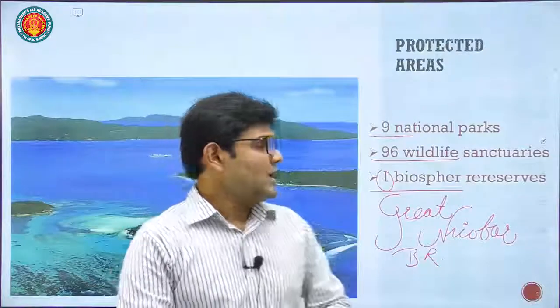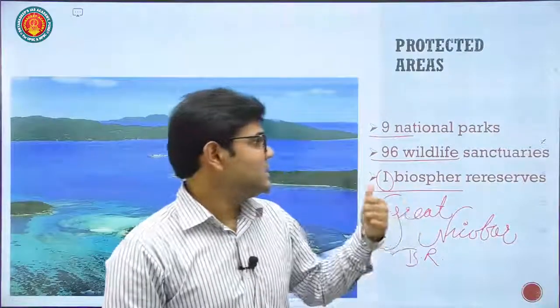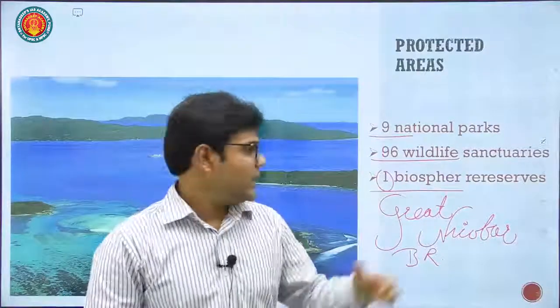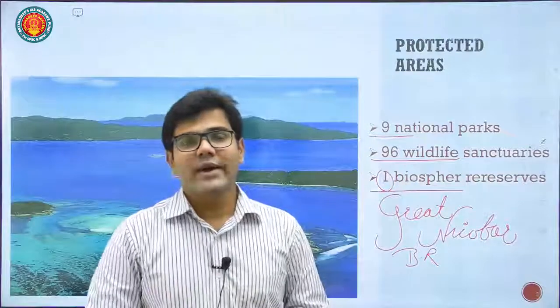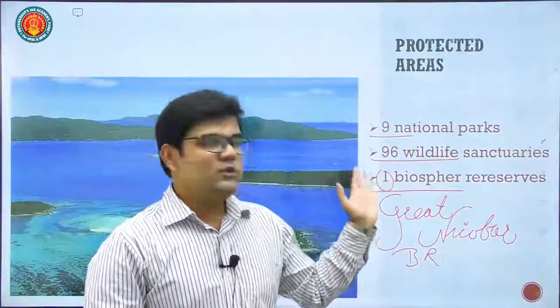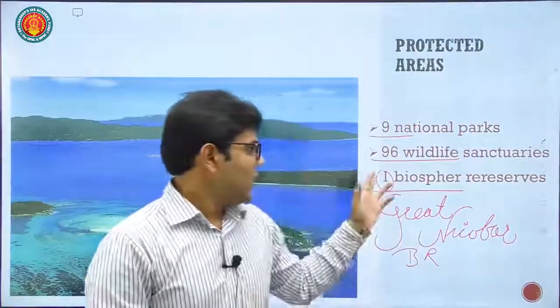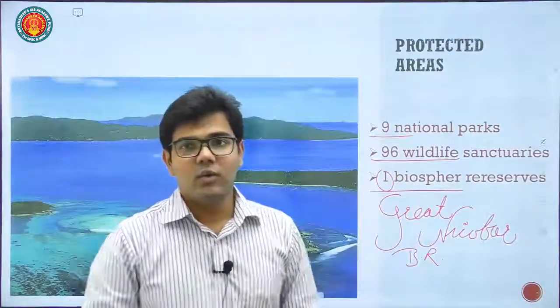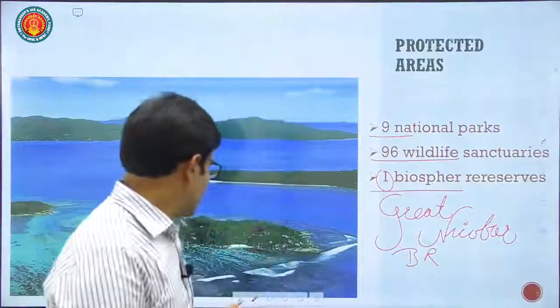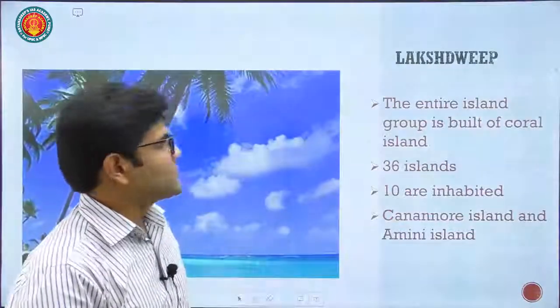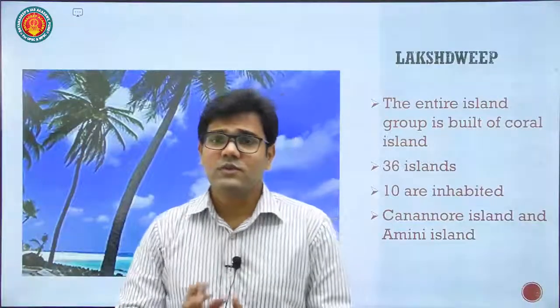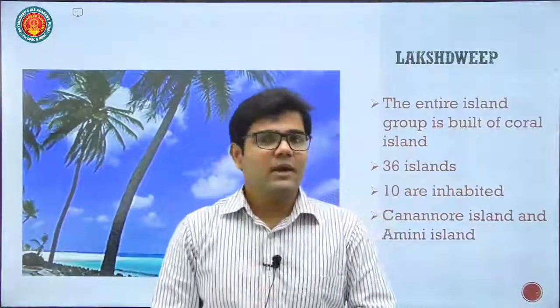Then, if you consider both states and union territories together, the highest number of wildlife sanctuaries is in the Andaman and Nicobar Union Territory. Here we have 96 wildlife sanctuaries. They will not ask you the names, so just remember this fact: there are 96 wildlife sanctuaries and 1 biosphere reserve. The Great Nicobar Biosphere Reserve is present in the Andaman and Nicobar Islands. So this was all the geography of the Andaman and Nicobar.